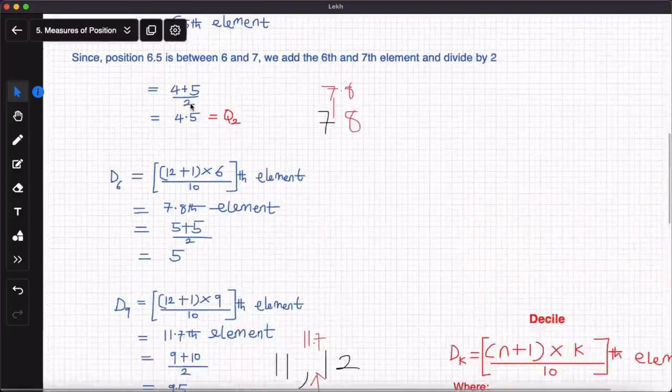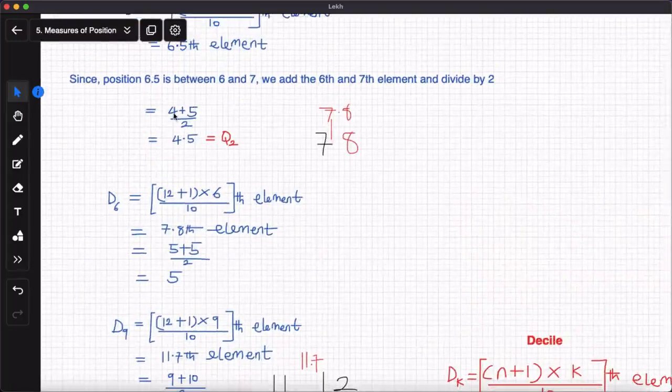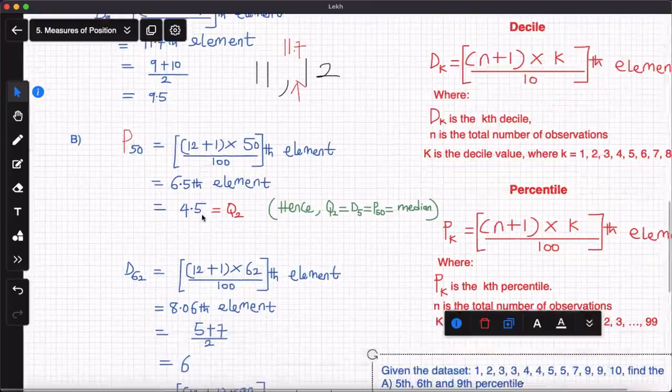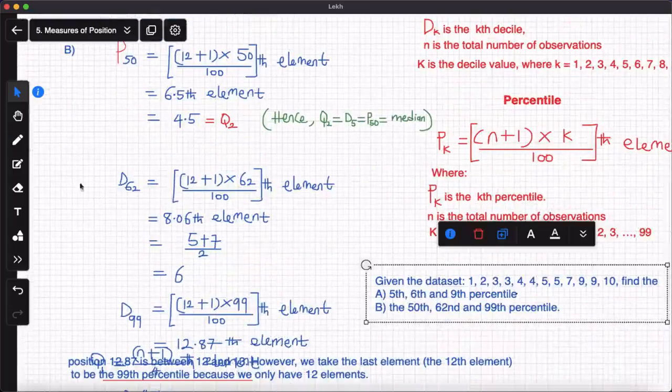How do we do that? So just say 4 plus 5. The sixth element is 4, the seventh element is 5, and you add them and divide by 2. That will give you 4.5. Okay, so we go on.